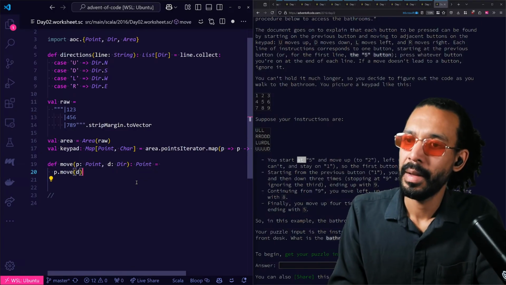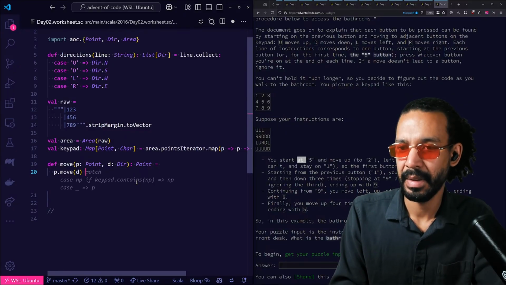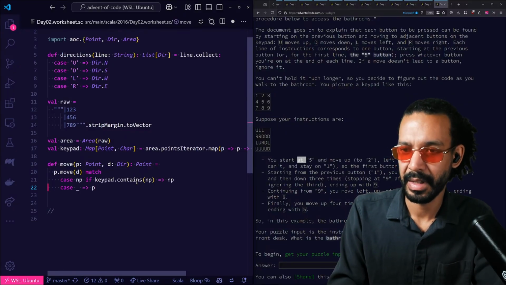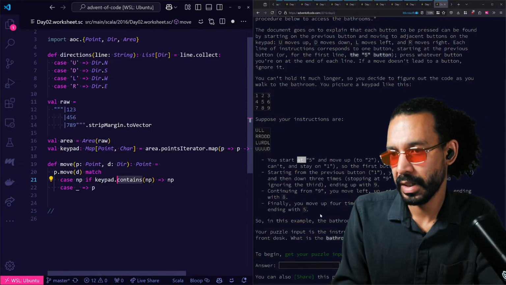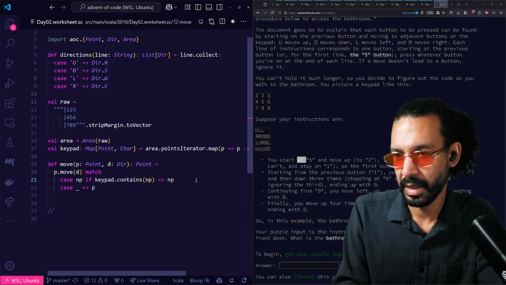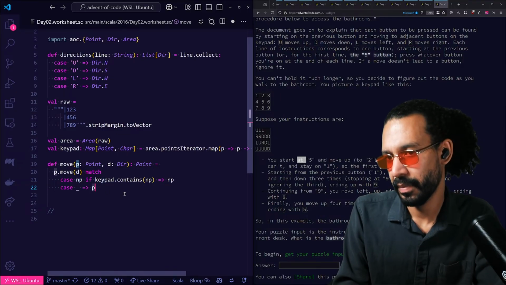Okay. And let's see. Match next point. If keypad contains the next point, we give that next point. Sure, otherwise we stay in place. Exactly.